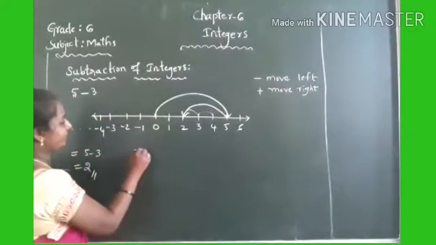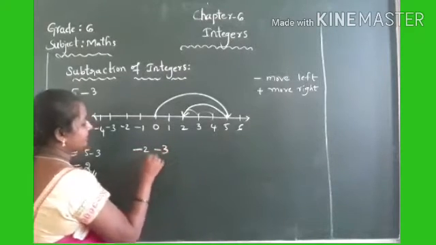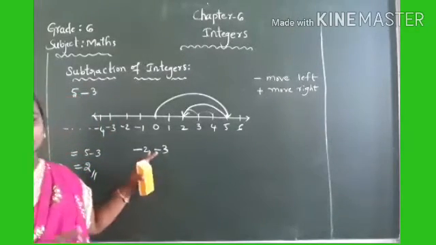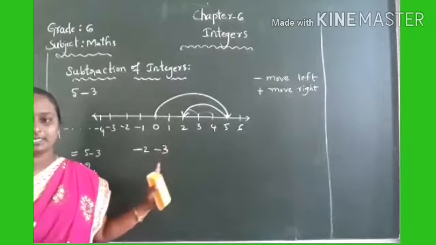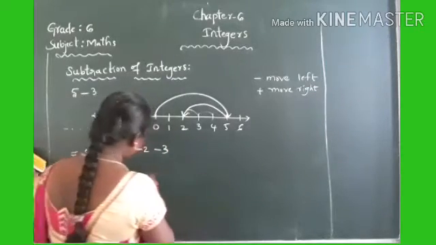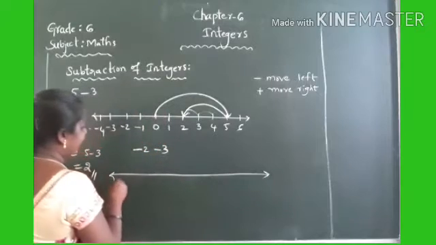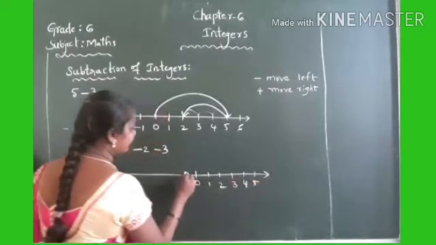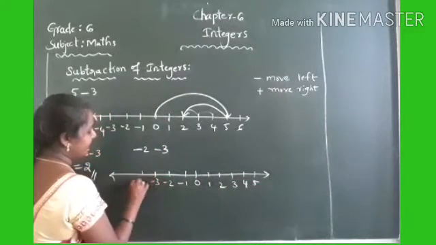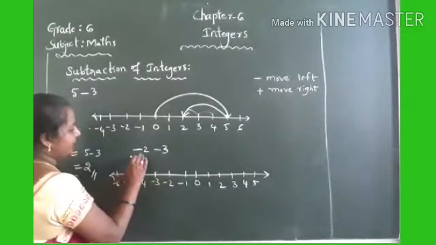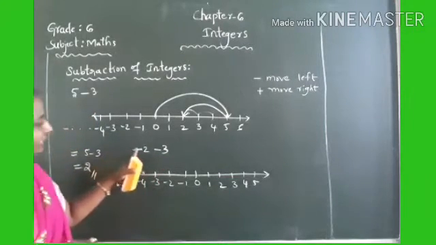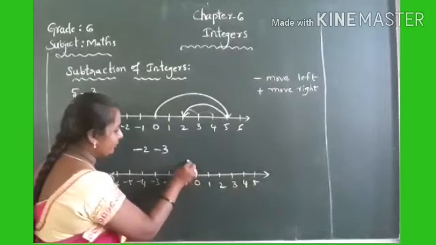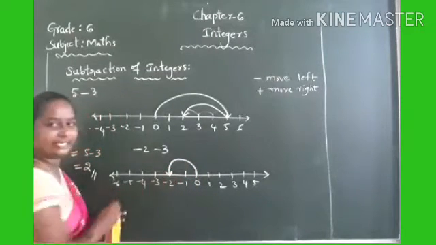Suppose there are two negative integers, minus 2 and minus 3. These two are negative integers. How to subtract these two integers using the number line? The same way: first draw a line and represent the integers. To the right of 0 are positive integers and to the left are negative integers. Here minus 2, minus 3. You have to start from 0 to minus 2, which means move left side.